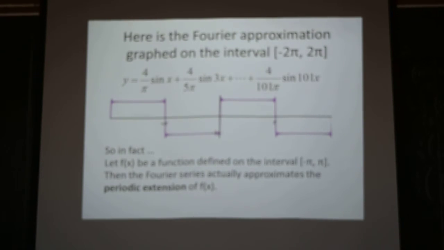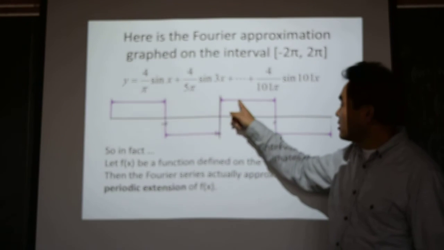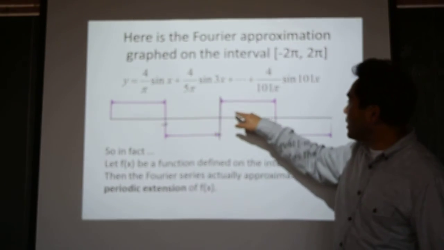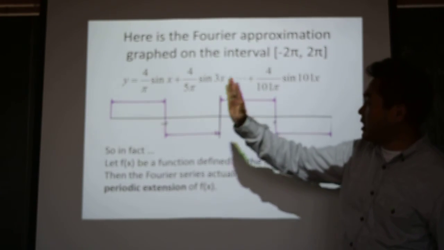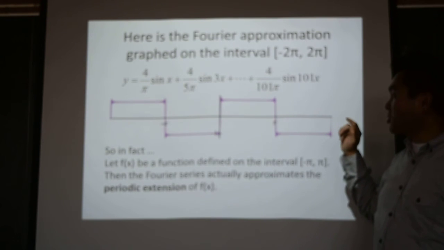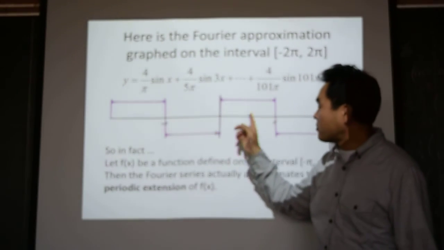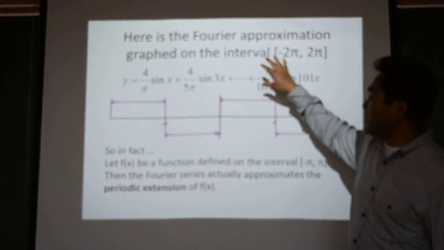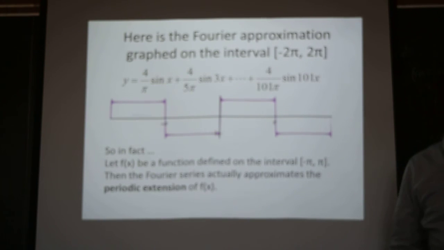Here's an example of the function that we drew. Now, we only had the graph from negative pi to pi, right? But if you extended it, graphed it from negative 2 pi to 2 pi, you'll see that. And the result is that when you have a function from negative pi to pi and make the Fourier series of it, you're going to get a periodic version of that function.